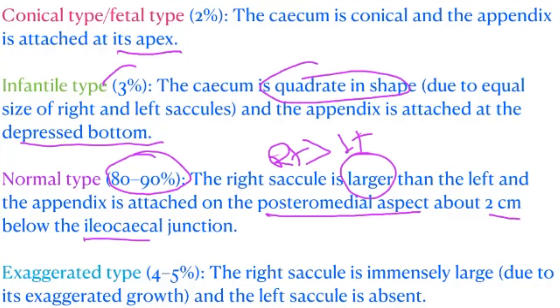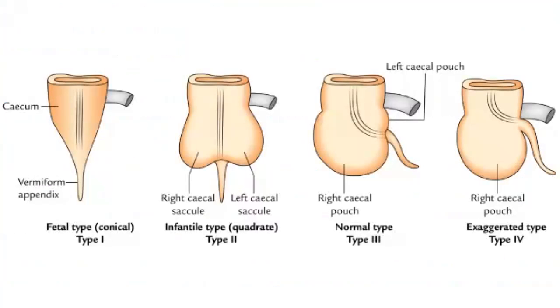So this is the conical shape, with the appendix immediately below the cecum. This is quadrate in shape, and this is the normal, right greater than left, and here there is no left, only right.